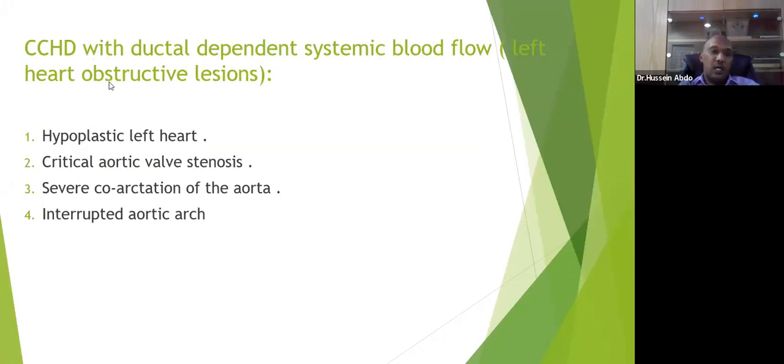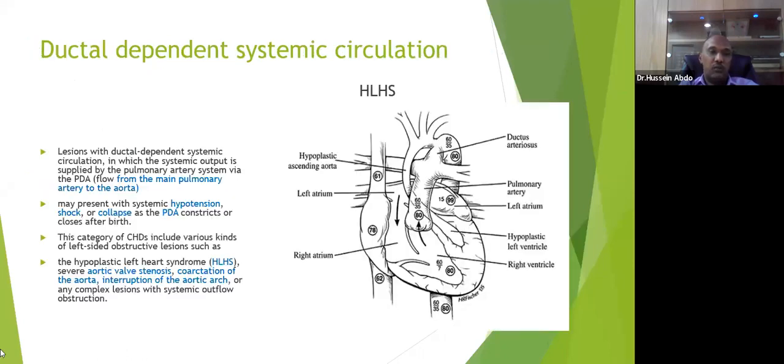Okay, now we finish with tetralogy of Fallot. We come to the systemic duct-dependent lesions, which are hypoplastic left heart syndrome and left obstructive lesions. Dr. Bashir also already spoke about these three, so I will speak only about hypoplastic left heart syndrome.